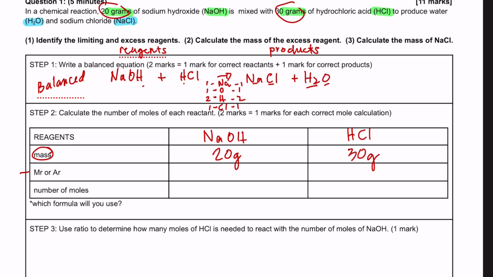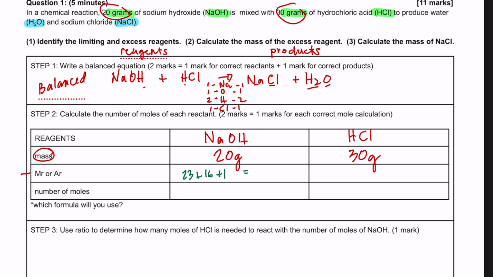So sodium hydroxide, so let's look at this one. Sodium, okay, has an atomic mass of 23 plus oxygen 16 plus hydrogen, which gives us a total of 40. Okay, so 23 plus 16 plus 1 gives us a relative molecular mass, or MR, of 40 grams. Hydrochloric acid. Hydrogen has an atomic mass of 1. Chlorine has 35.5, which gives a molecular mass of 36.5 grams.